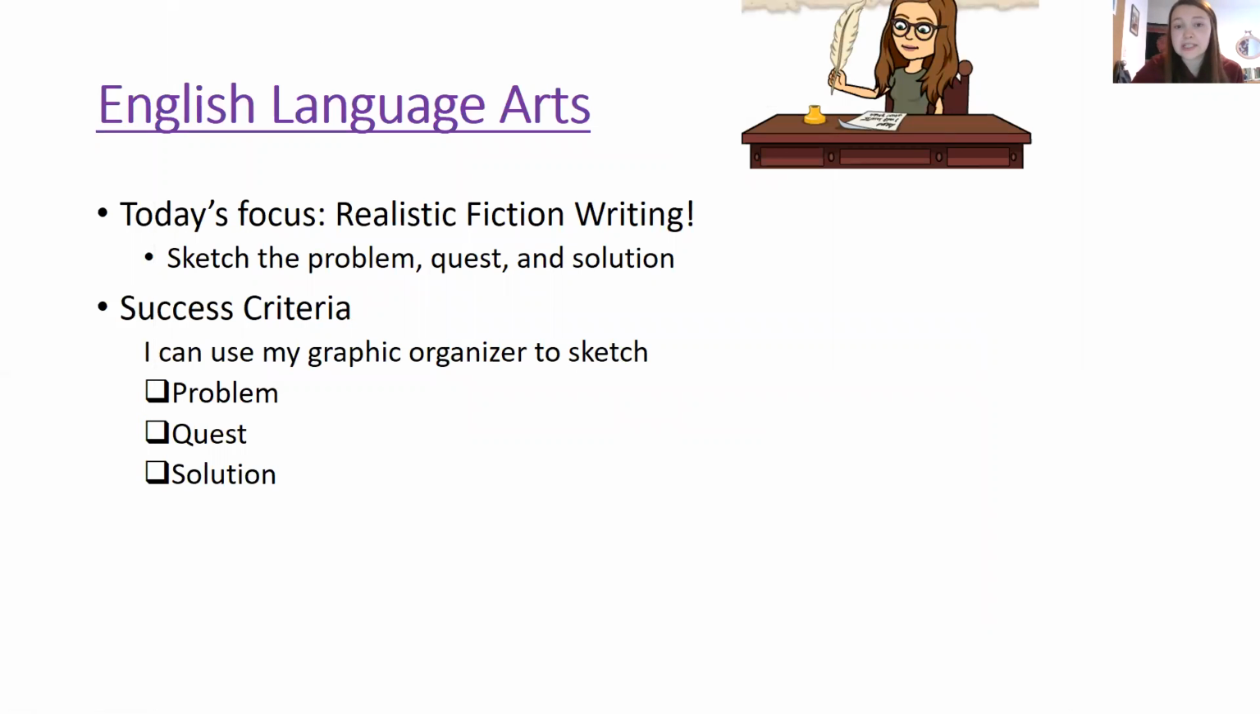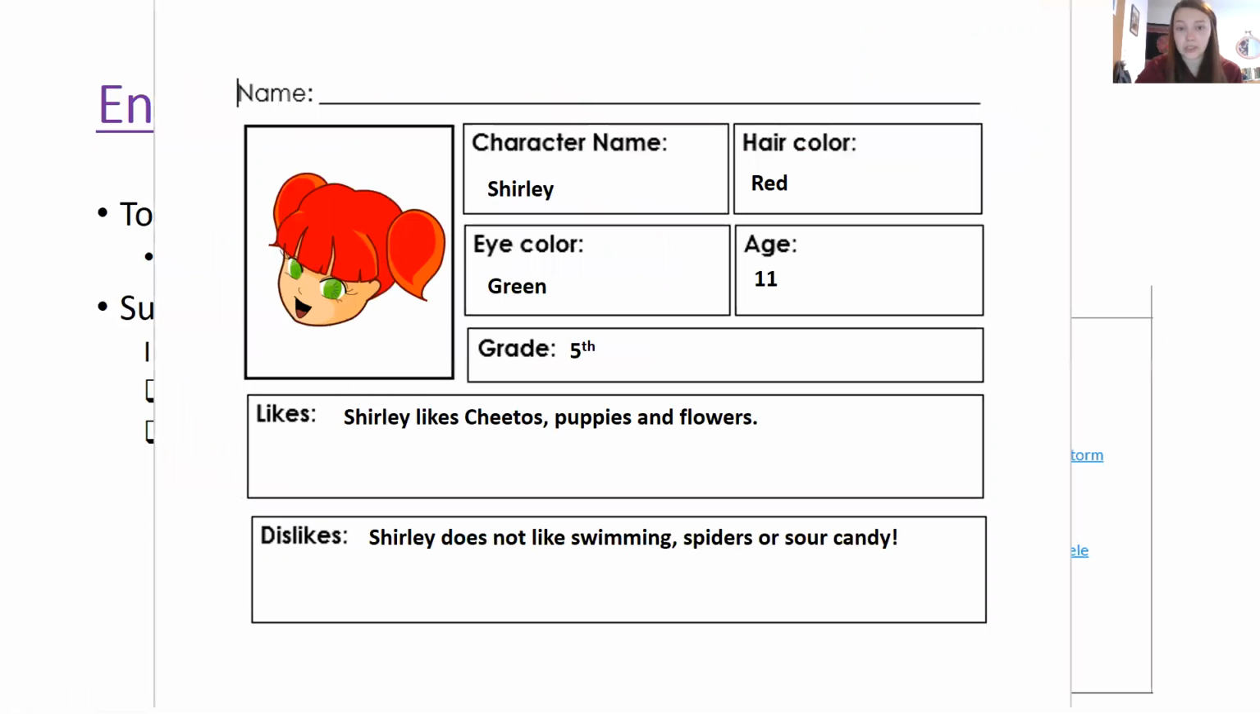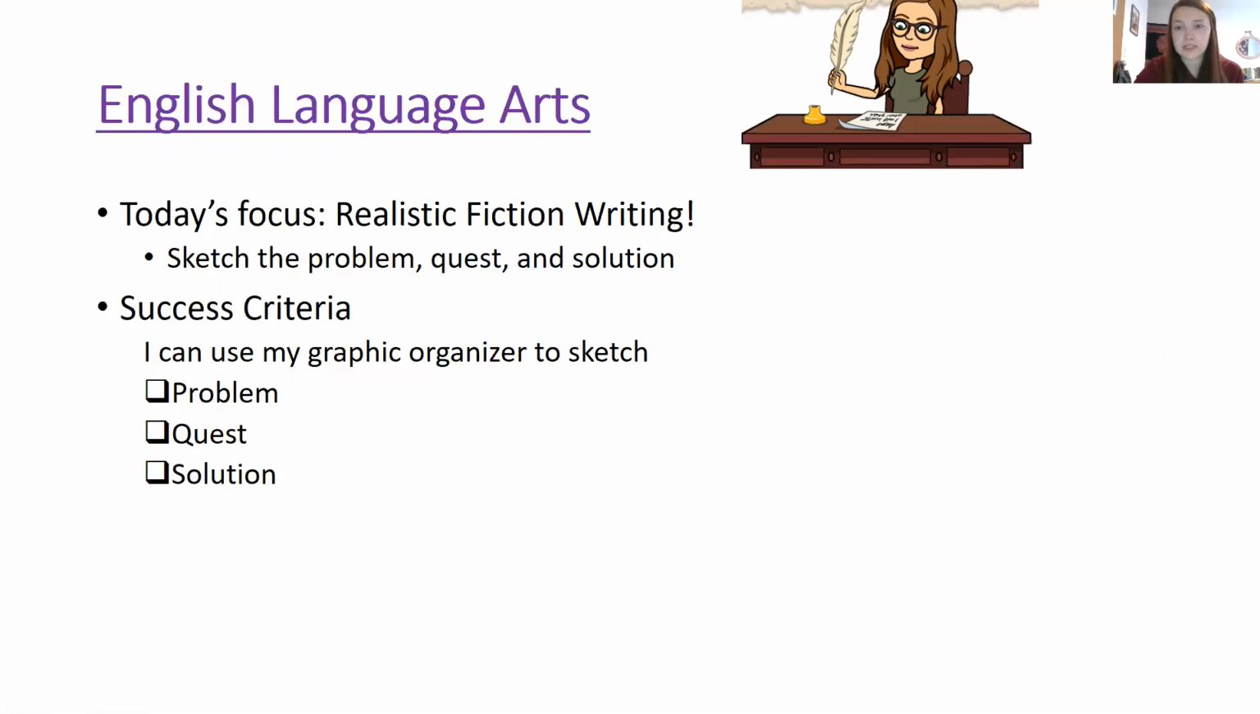So today's focus is still on realistic fiction writing, but you've already come up with your character. So your job today is to sketch the problem, quest, and solution in your graphic organizer. So your success criteria is I can use my graphic organizer to sketch problem, quest, and solution. So we did this just a little bit before we got out of school. So I'm going to remind us what problem, quest, and solution mean by using my character to come up with a sketch of a problem, quest, solution in our graphic organizers.